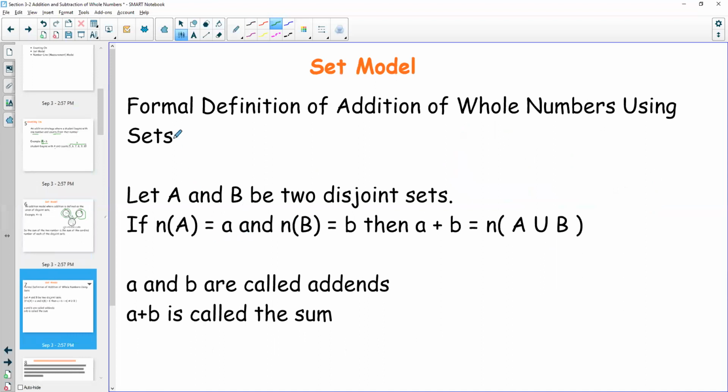This is the formal definition of addition. If A and B are disjoint sets, then n of A equals little a, n of B equals little b, and a plus b is the n of A or B. Just as a vocabulary thing, small a, small b, are addends, okay? And a plus b is the sum, which you probably knew.